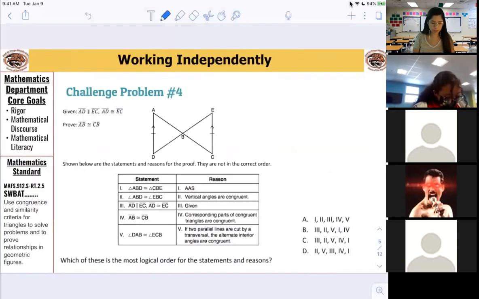Problem number 4, we got another proof. So here, in this one, they give you all of the steps. You just have to put them in the correct order. Miss, I call this one, please. Okay, for this one, I'm going to put a poll up. So everyone, go ahead and answer on the poll. Can you see who chose what? No, I can't. Okay, good.